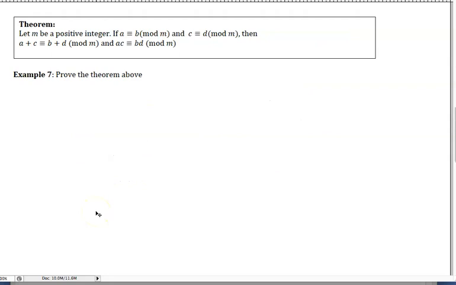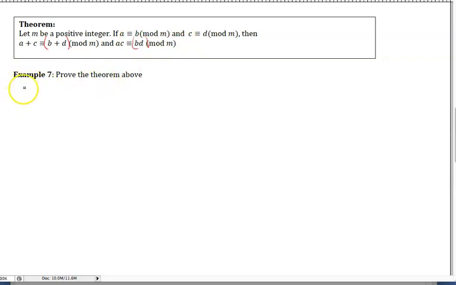So here's another theorem, and this one has to do with addition and multiplication properties for numbers in modulo. You can see we have m is a positive integer, a is congruent to b modulo m, and c is congruent to d modulo m. We're going to prove in this theorem that the sum works: if I add a plus c, that's going to be congruent to b plus d modulo m. And the product, a times c, is congruent to b times d modulo m.